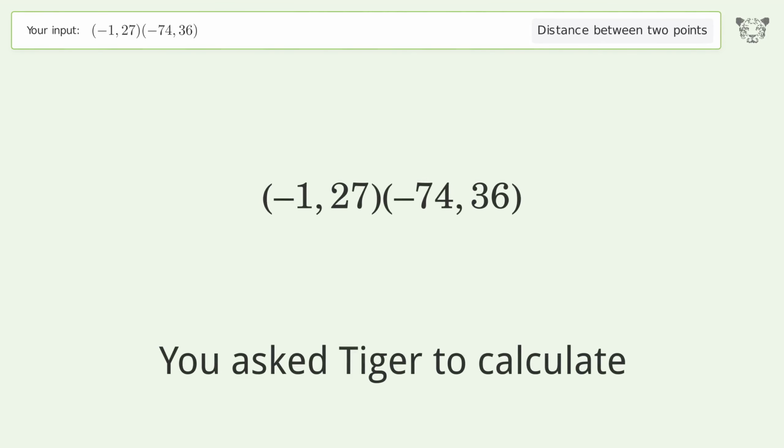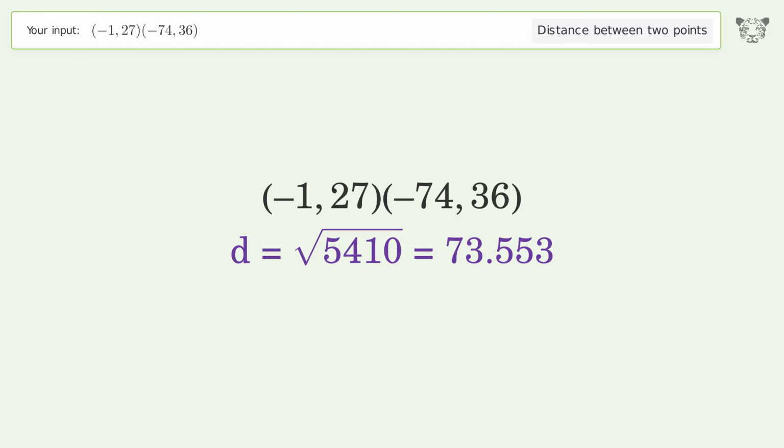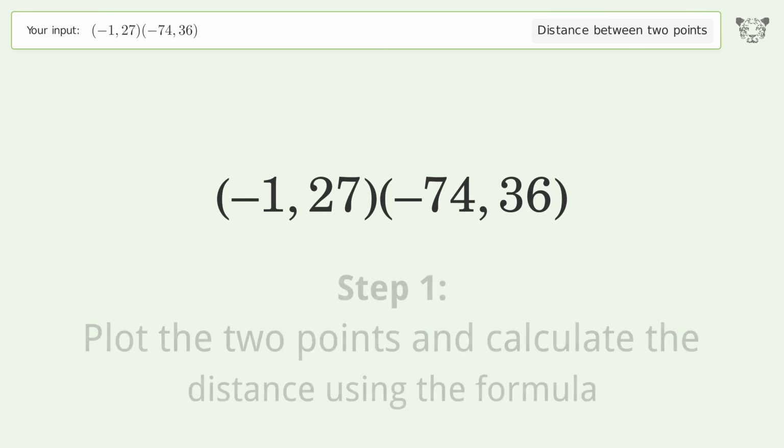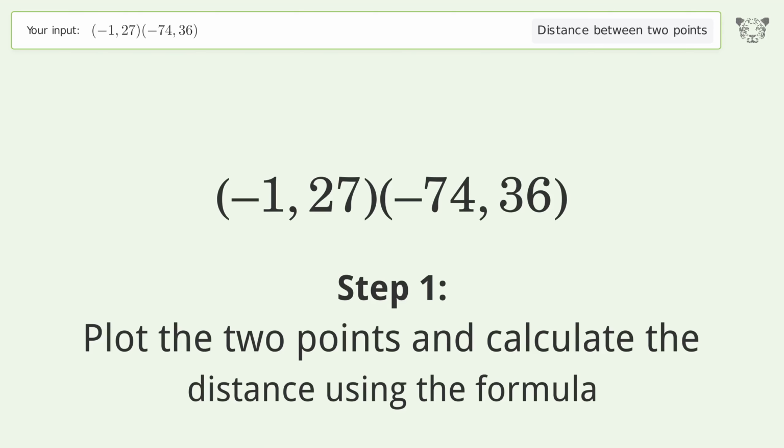You ask Tiger to calculate. This deals with the distance between 2 points. The distance between the 2 points is the square root of 5,410 or 73.553. Let's solve it step by step. Plot the 2 points and calculate the distance using the formula.